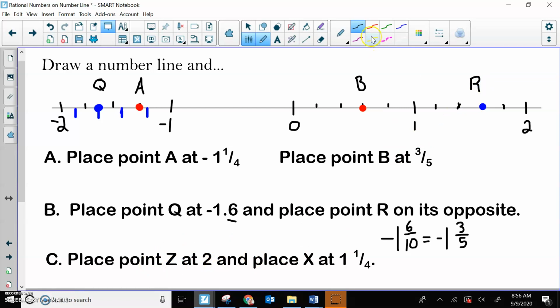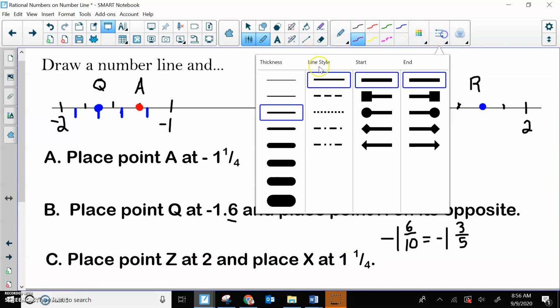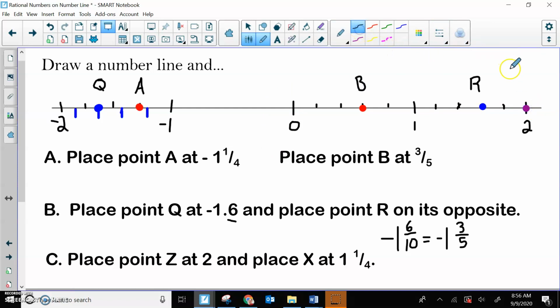Z is at 2. Oh, that's hard. Let's find that. Where's 2 at? +2. All right, and there's Z. And then our X is at +1 1/4. We kind of have the same problem right here. Here's +1, and we are moving from 0, past 1, somewhere between 1 and 2.